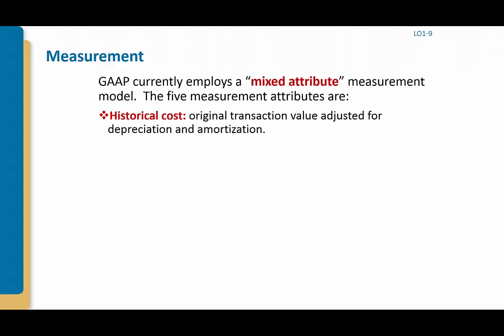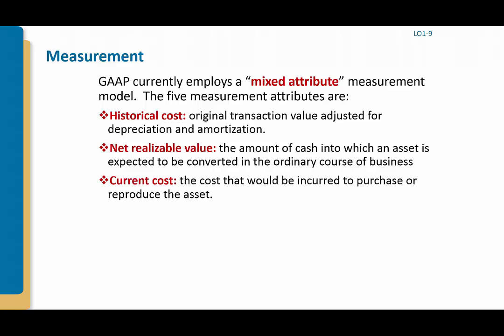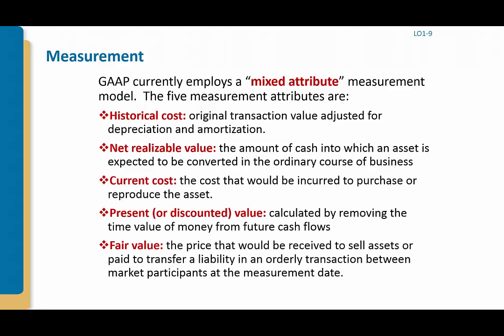So now we have a mixed attribute approach to measuring. There are several ways in which we measure costs. We could use historical cost, which you've adjusted, usually through depreciation and amortization. Net realizable value is where you take cash and convert it to what's expected to be collected during the ordinary course of business. Most notable is accounts receivable, where you have gross accounts receivable and you subtract the allowance for doubtful accounts to get your net realizable value. You have current cost, which is what you would need to incur to purchase the asset today. You may have a present value or you may have fair value. So these are all various measurement ways.